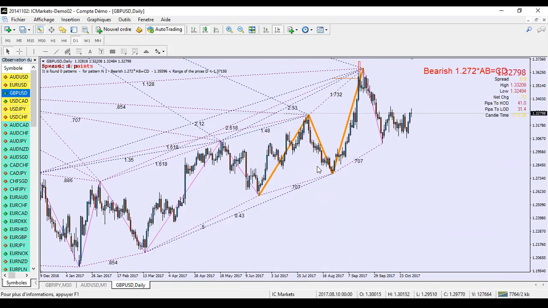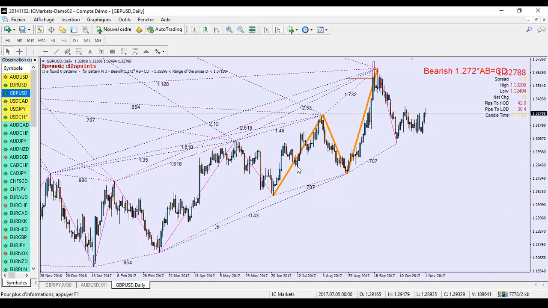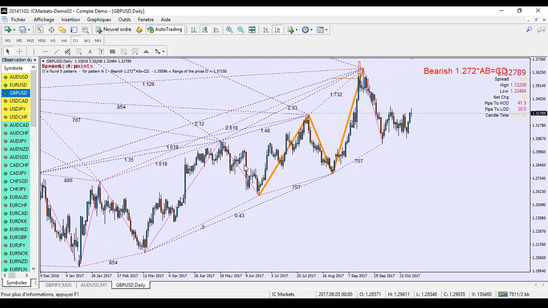I have my own harmonic pattern scanner. He said he got his own scanner. That boy got the sauce.